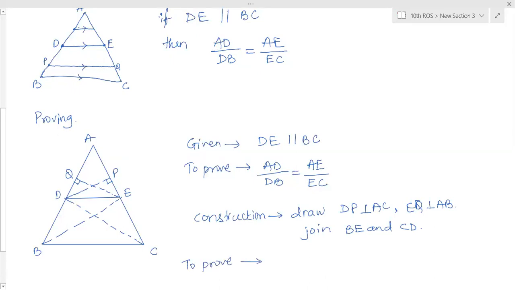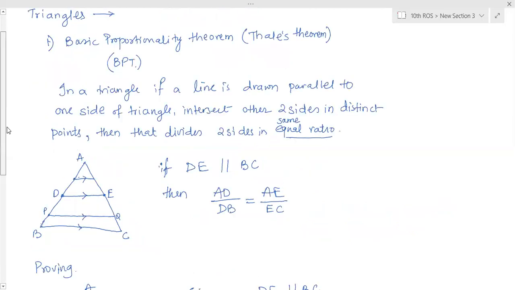Now how to prove it? Give me a second. You write down this much. Write down the statement first, basic proportionality theorem. Come on, 2 minutes.